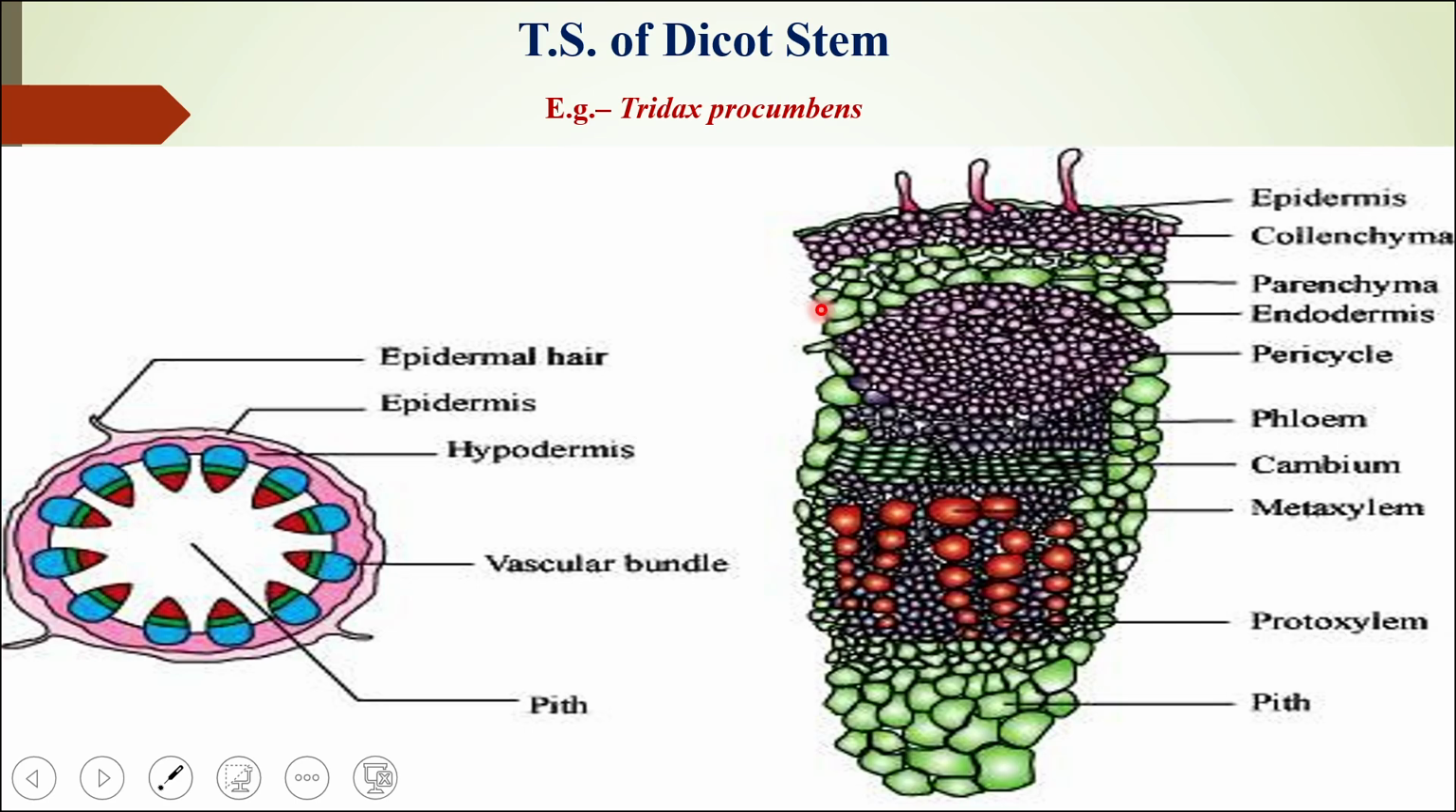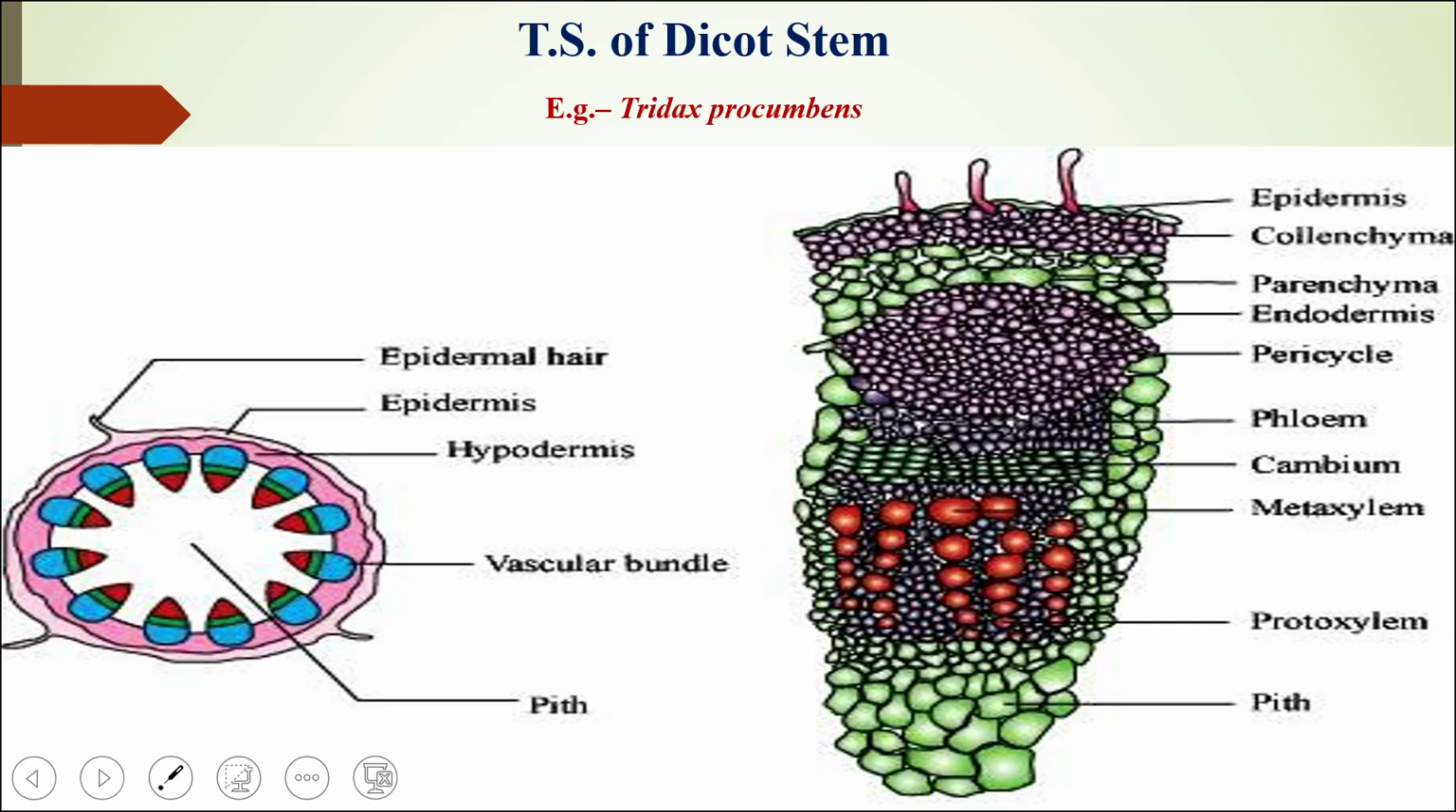Just below the endodermis is the pericycle region. It is also a single layer, made up of sclerenchymatous cells, and it gives a supportive system. Just below the pericycle, the vascular bundles are highlighted here. The vascular bundles are arranged in a ring, and each vascular bundle is collateral, open, endarch, conjoint. Conjoint means connected one to one, so they are collateral, conjoint, open type vascular bundles.